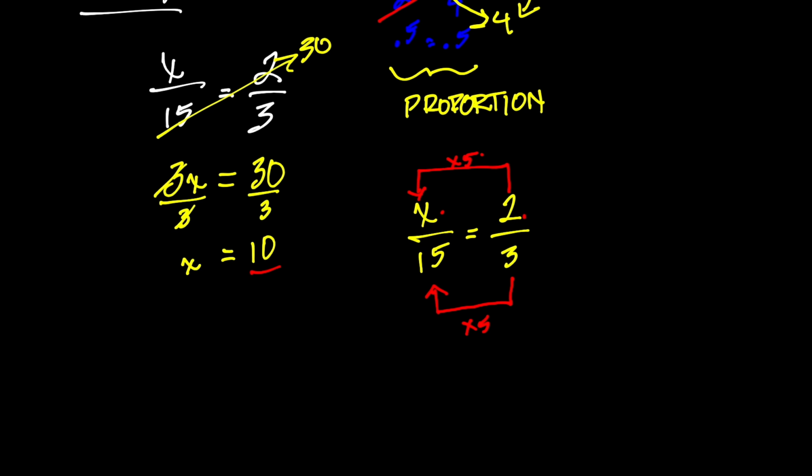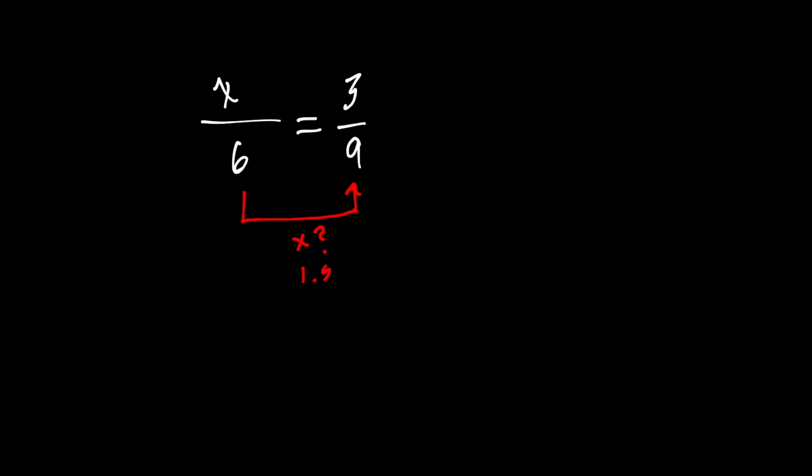But where it comes in handy is, let's suppose we had one that looks like this. This is still easy because we can cross multiply to solve it. But suppose that we have x over 6 equals 3 over 9. All right, so this is a little bit more challenging. What do we multiply 6 by to get 9? It's actually 1.5, or 1 and 1/2, I guess. 6 times 1.5 is 9.